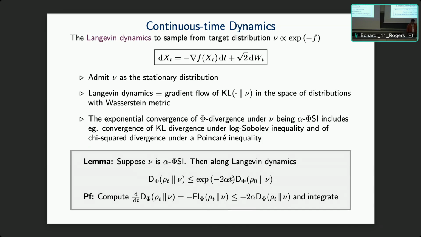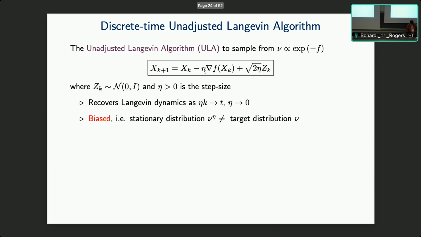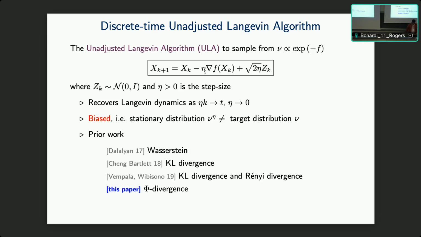We need to discretize in time in order to get an implementable algorithm. In some sense, the simplest possible discretization is the unadjusted Langevin algorithm, which just considers the forward discretization of Langevin dynamics. The update here is like a gradient descent step for minimizing f, and then we add a Gaussian random vector corresponding to the Brownian motion implementation. It recovers the Langevin dynamics in the limit, of course. However, note that it is a biased algorithm. The stationary distribution of ULA is not equal to the target that we wish to sample from. This is a very well-studied algorithm with a partial list of works here. In this paper, we will study the mixing time for it in phi divergence.